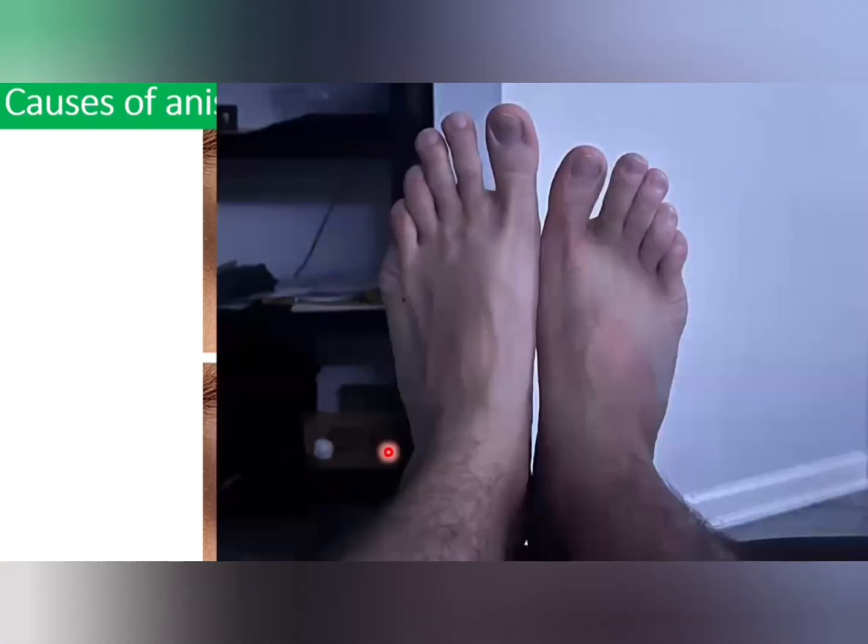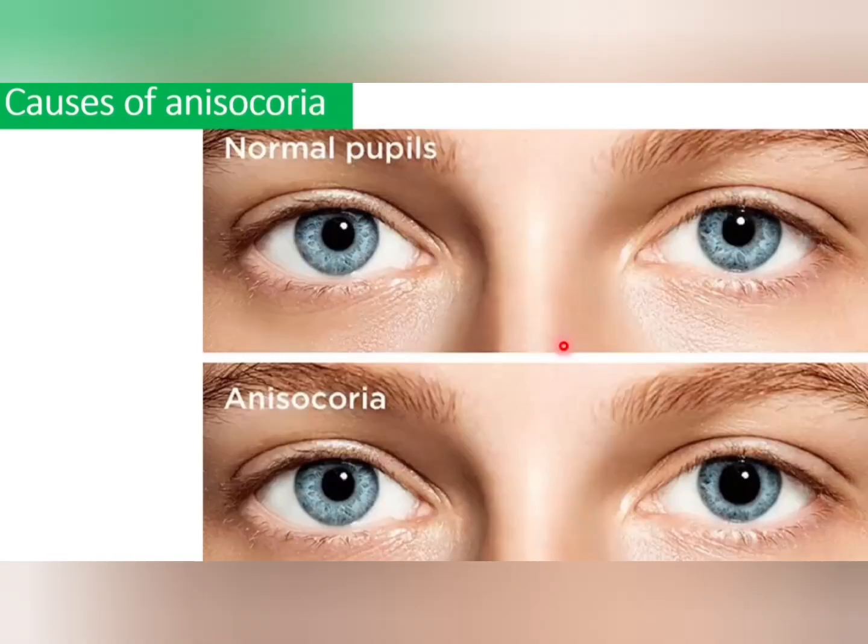If we see this picture, what is the purpose of putting this picture? This person has unequal feet size. Will you call this abnormal or normal? This is a very normal physiological variation. So that is very normal. Similar to that, anisocoria can also be normal, but it can also be due to some other condition.